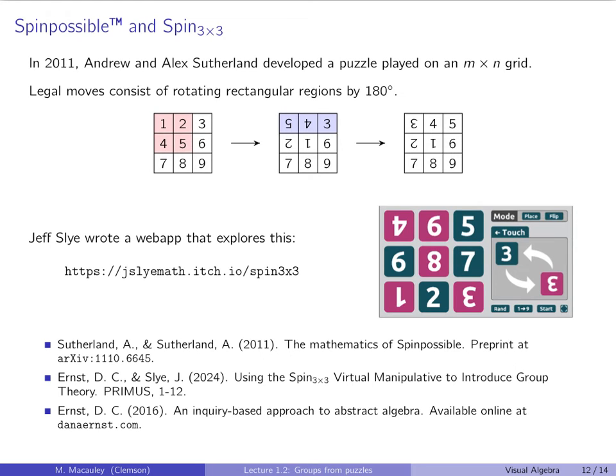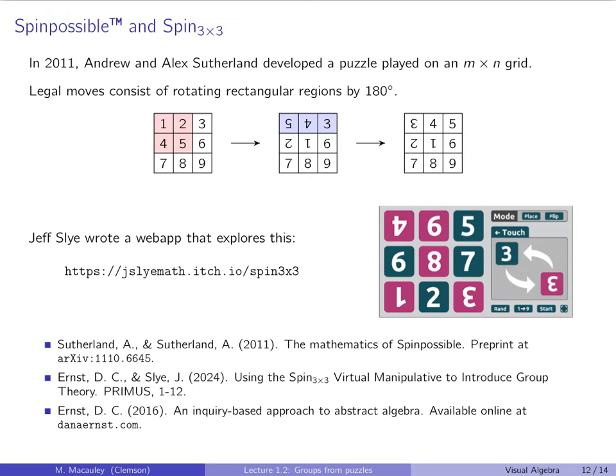Our next puzzle was invented in 2011 by the father-son team of Andrew and Alex Sutherland. Andrew is a professor of mathematics at MIT, and his son Alex, at the time, I think was in his last year of high school. They developed this puzzle, played on an M by N grid, though most of the examples were on a 3x3 grid because it's complicated enough in this setting. And they also wrote an app for iPhone and Android that was on the App Store for a couple of years, though it's no longer there.